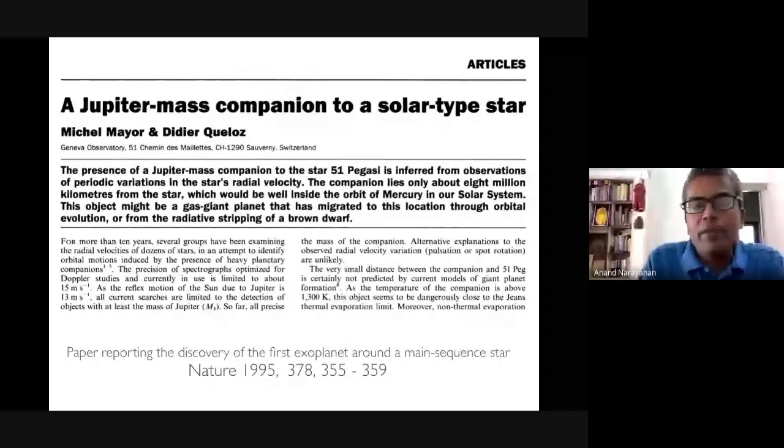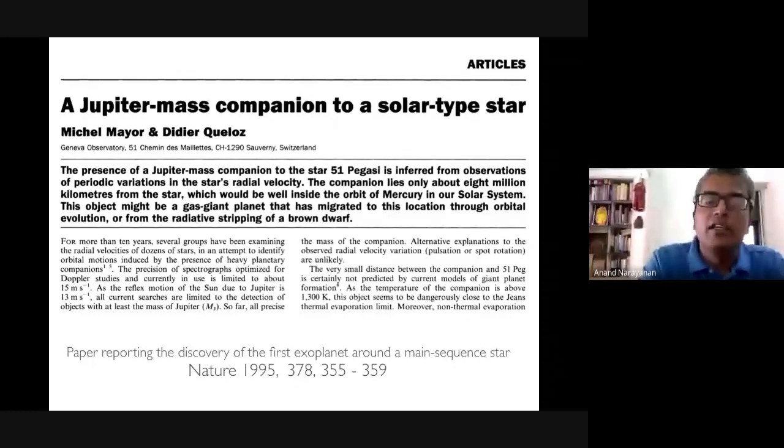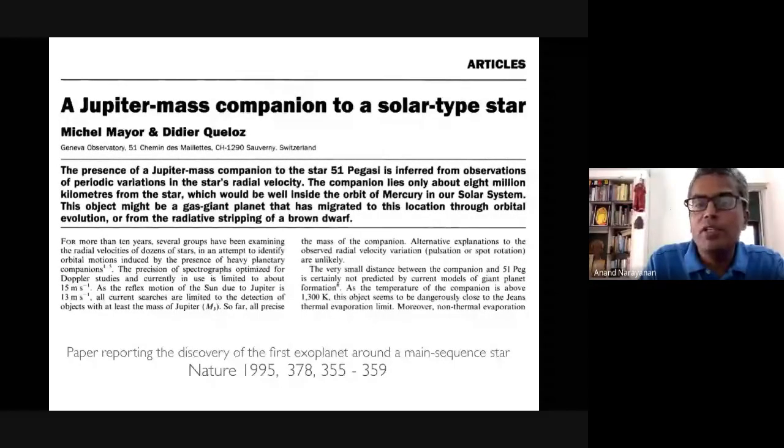The title of the paper says, "A Jupiter mass companion to a solar type star." If you read through it, it says that we are confirming the presence of a Jupiter mass companion to the star 51 Pegasi. The companion lies only 8 million kilometers from the star, which would be well inside the orbit of Mercury in our solar system.